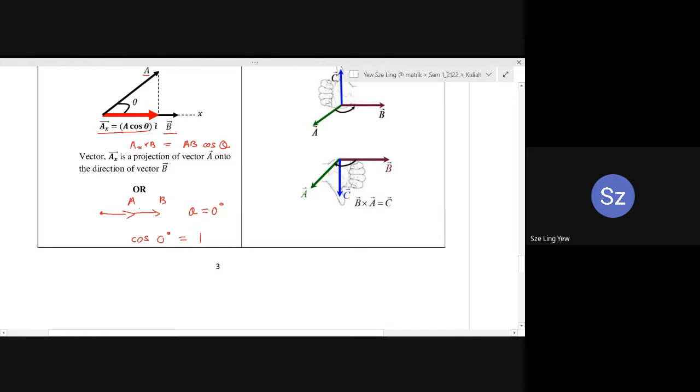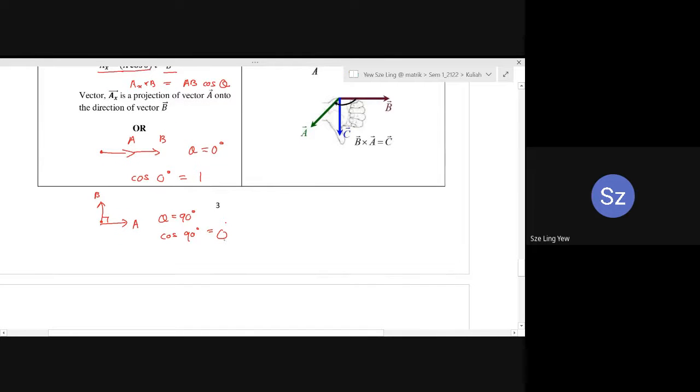If the angle between A and B is 90 degrees, then you are going to get the minimum value of a scalar product, which equals 0. Why? Because cos 90 degrees equals 0. Cos 90 degrees is equal to 0.